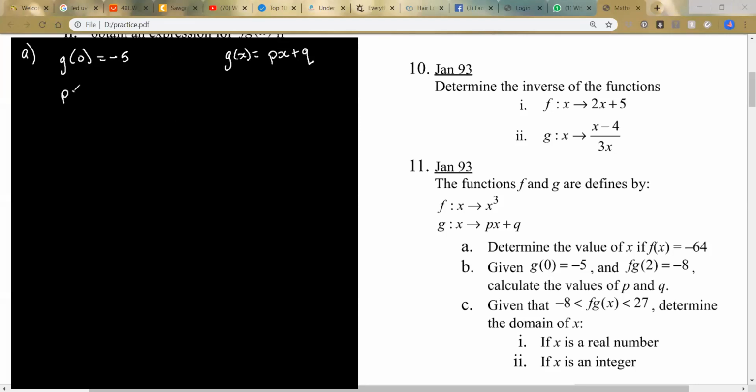That means it's going to be p times 0 plus q is equal to minus 5. Well, what is p times 0? Anything times 0 is 0. That means that q is equal to minus 5. Are we good there so far, everybody? Yes, sir. All right.